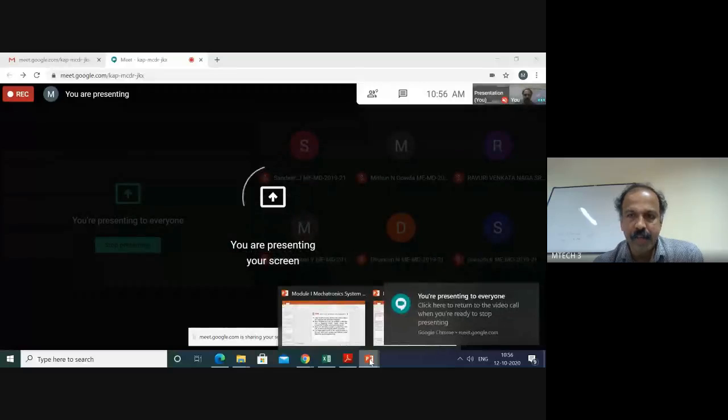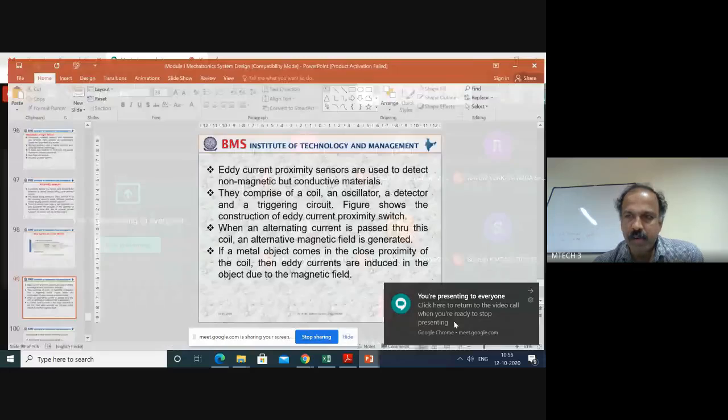So I think last class we finished the continuation of the proximity sensors. Now we'll proceed further from there and try to understand the different types of proximity sensors.